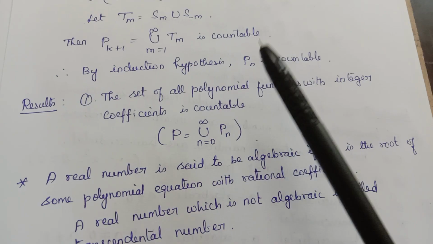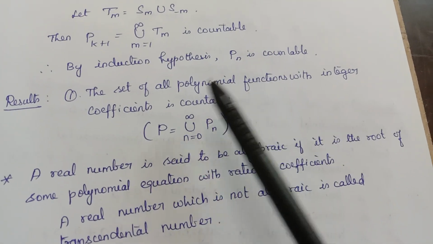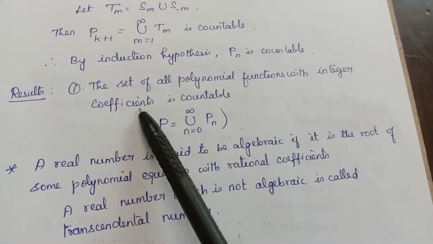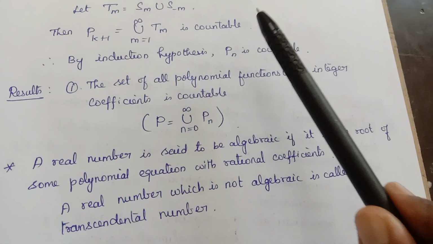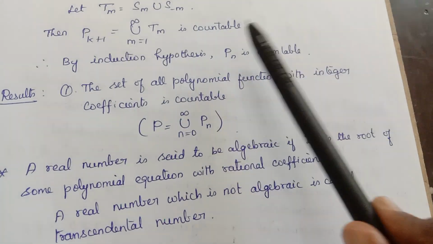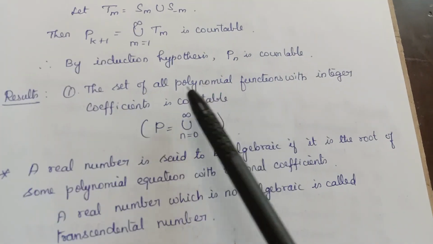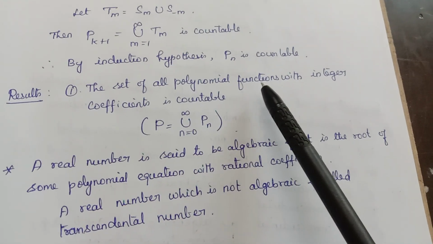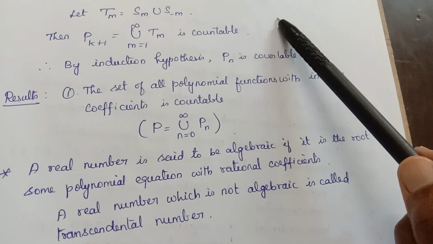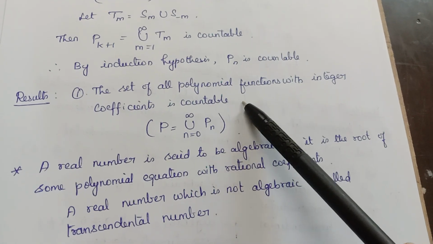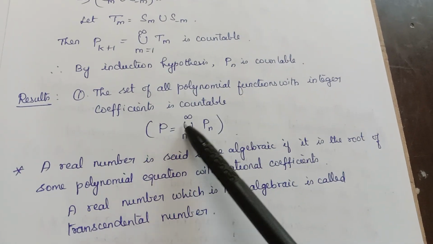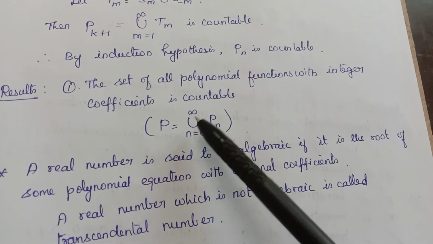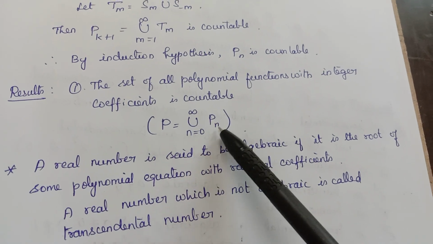Okay, so what is Pn? The set of all polynomials of degree n. Right? Next one is: the set of all polynomials with integer coefficients is countable. So in the previous case, we have proved what? That is polynomials of degree n only. Here, polynomial functions with integer coefficients means the degree may be anything. In the previous case, we proved only for nth degree polynomials. This is for any value of n. So P equals the union, sorry, not arbitrary, the countable union, of n equal to 0 to infinity of Pn.